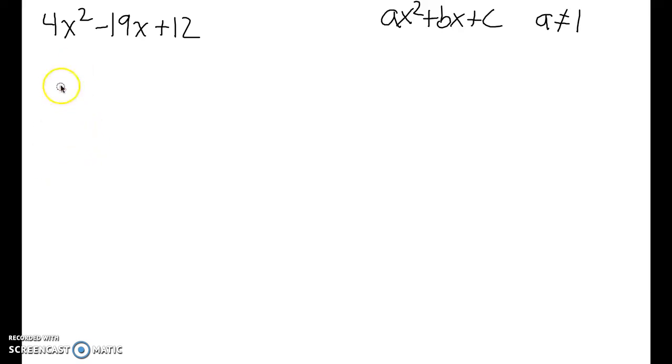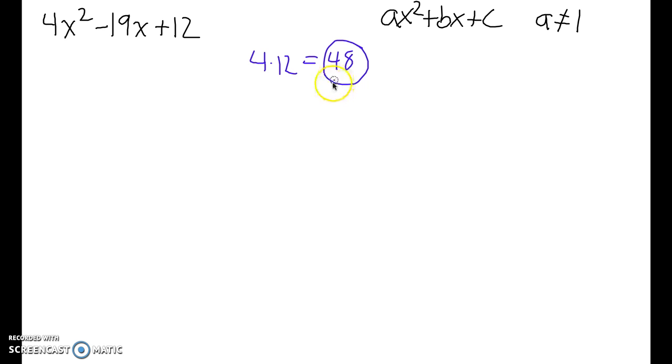Okay, we're going to look at two methods to factor quadratics that are given in standard form when the a value is not equal to 1. So the a value is the coefficient for x squared, and here we can see that it's equal to 4. In both methods, you're not going to look for a product of 12, but you're going to take the a value times the c value, and you get a new value of, in this case, 48.